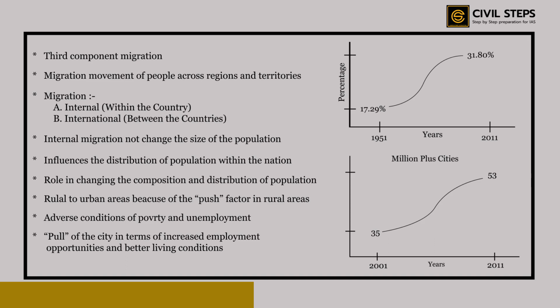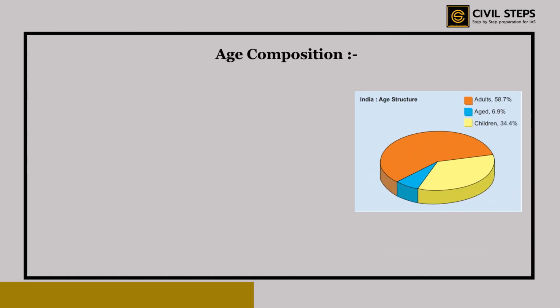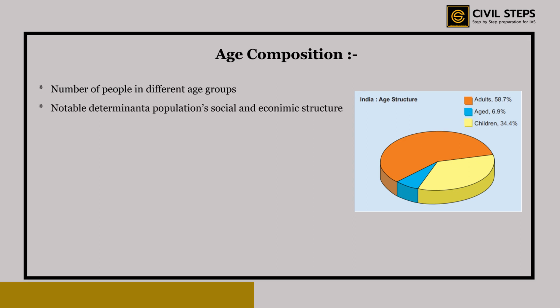So this was about the population growth or the population change. Now let us discuss the population characteristics. First, we will be talking about the age composition. The age composition of a population refers to the number of people in different age groups in a country. Hence, the number and percentage of a population found within the children, the working age, and the aged groups are notable determinants of the population's social and economic structure.